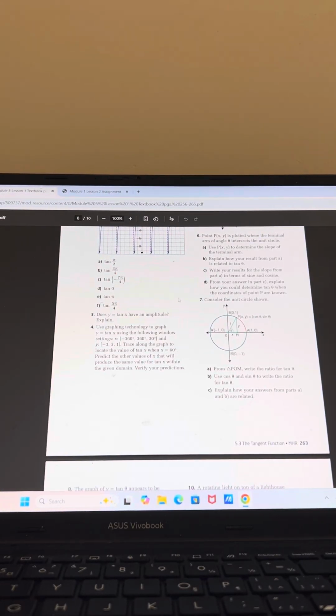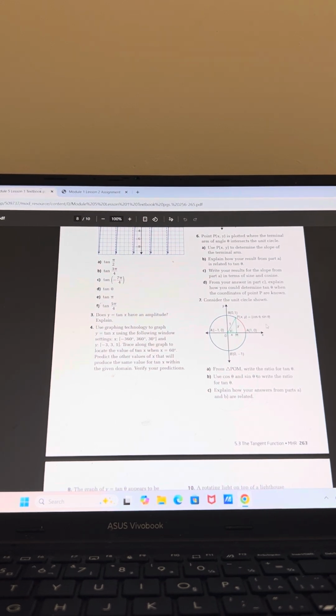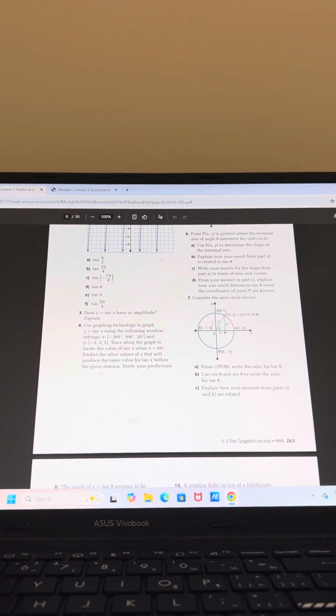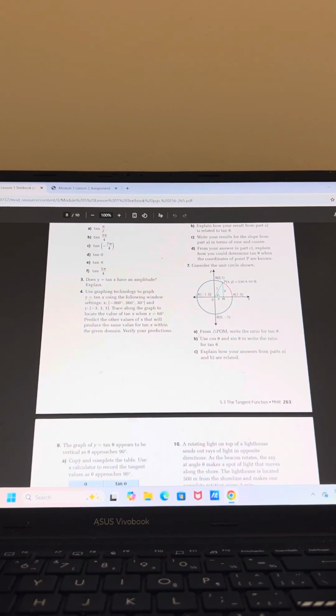Okay, so today we're going to be exploring question 7 of the Module 5 Lesson 1 textbook assignment. And here's question 7. We have to consider the unit circle shown right here. And from this triangle here, we have to write the ratio for tan theta. And we have to use cosine theta and sine theta to write the ratio for tan theta. And explain how our answers from part A and B are related.